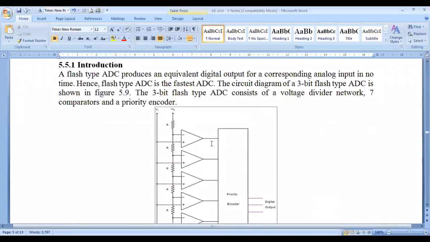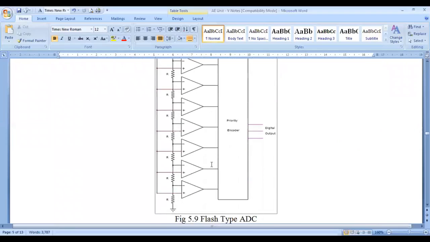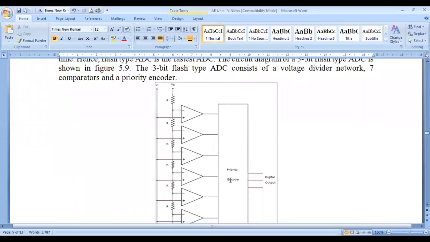So when does the comparator output become 0? When the voltage at the positive terminal becomes less than or equal to the voltage at the negative terminal. At that time, the comparator output will be 0. And whichever comparator has logic input 1 available, that will be carried to the priority encoder.